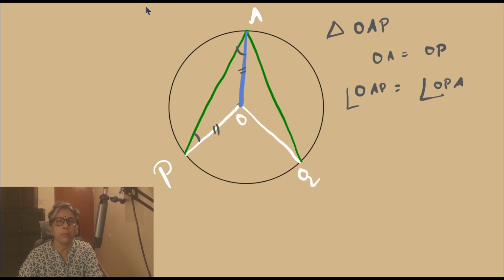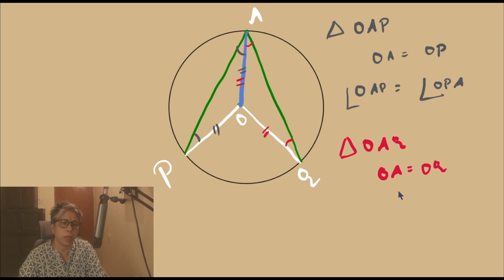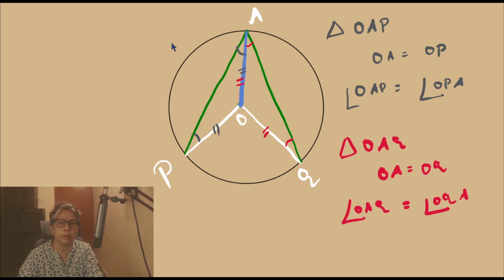This is one. Now, let me change the color. Look at the triangle OAQ. Here also, OA is equal to OQ, radii of the circle. We discussed everything: the two opposite angles of an isosceles triangle are equal. So angle OAQ is equal to angle OQA. So we have 1 and 2. Now again using the angle sum property, let me use the gray color here and here. So what is this angle?